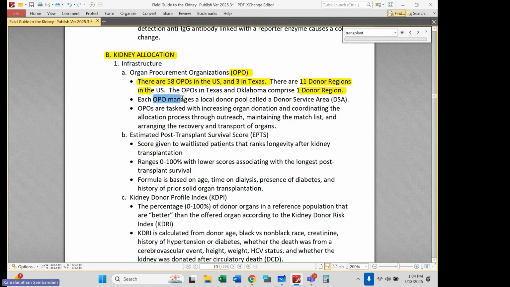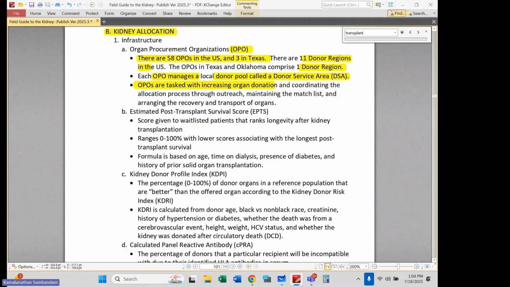And these organ procurement organizations manage the donor pool in this so-called donor service area, a DSA, different DSA, okay, than the Luminex output of DSA. Again, these are contracted to increase organ donation, so they actually do outreach and try to get people to sign up to be organ donors. They will also maintain the match list, and then they will arrange transportation, recovery of organs, organ procurements.